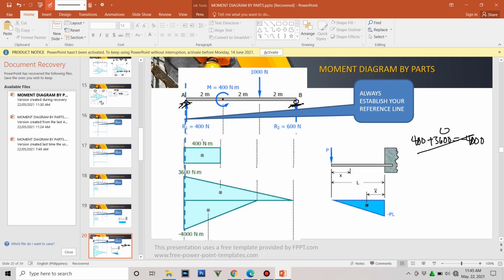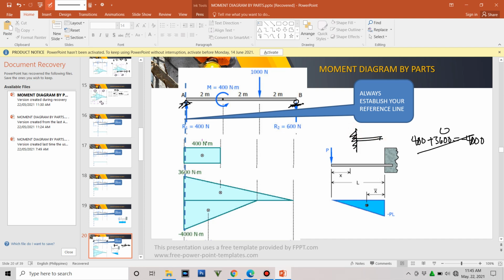Yung moment sa roller, 0. Moment sa pin, 0. So, ganon, if we have a simply supported beam. Unless, kung may fixed support tayo, halimbawa, pag may fixed support, of course, meron yung value.